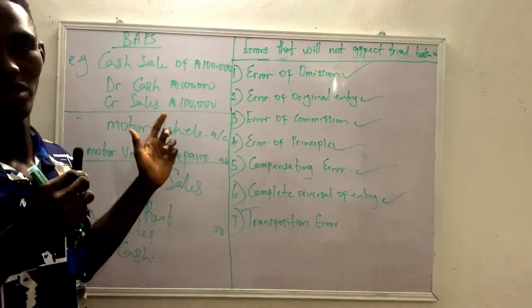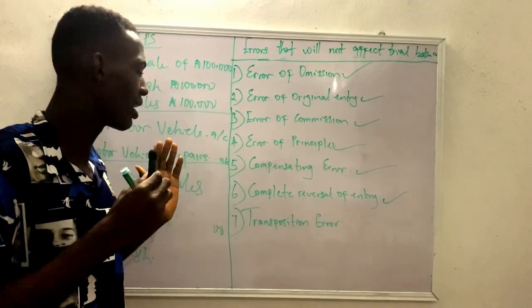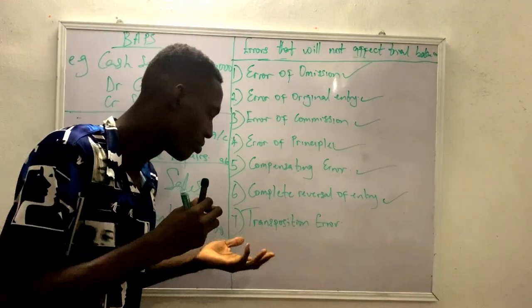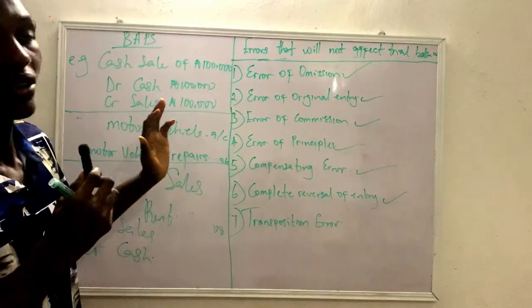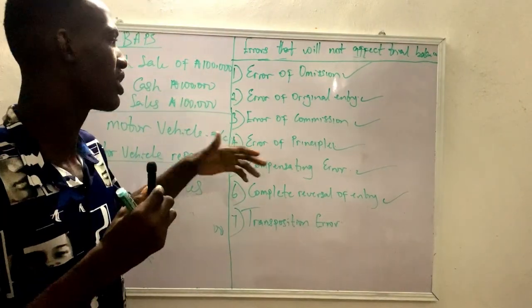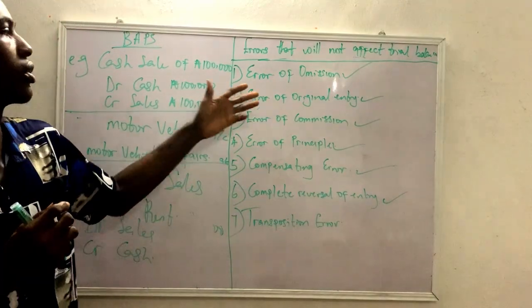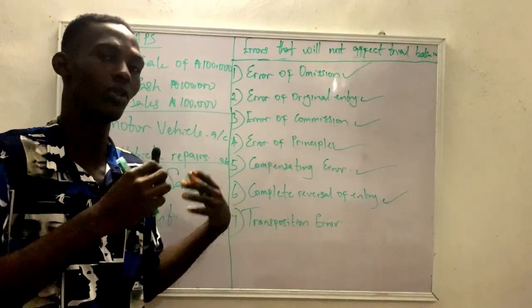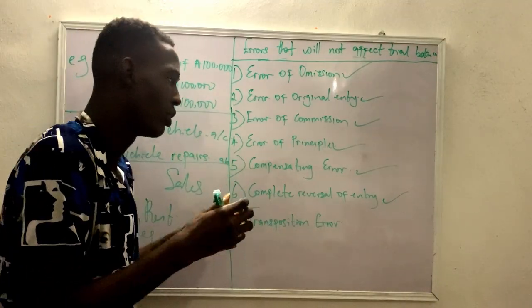But they will be treated similarly, if not the same, depending on the way the transaction is stated in the question. You understand? So that's the difference between the two. Sometimes I don't include transposition error because I feel it's synonymous with original entry, but they decided to separate it. Fine, that's the difference between the two.